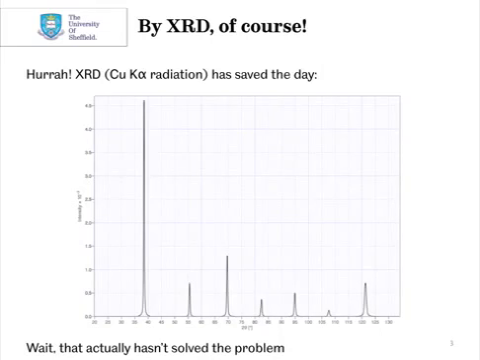So you get an X-ray diffraction pattern and it looks like this, a very nice pattern. It looks almost like someone simulated it in CrystalDiffract. But that doesn't actually solve your problem. Now you have a shiny piece of metal and a diffraction pattern.